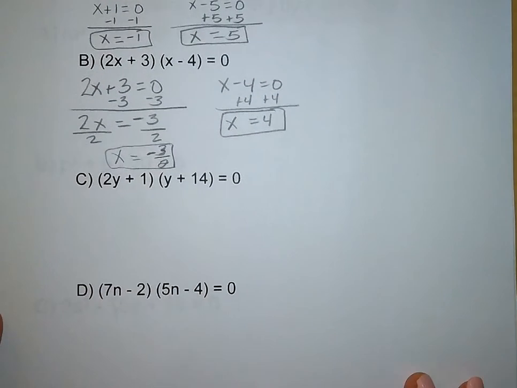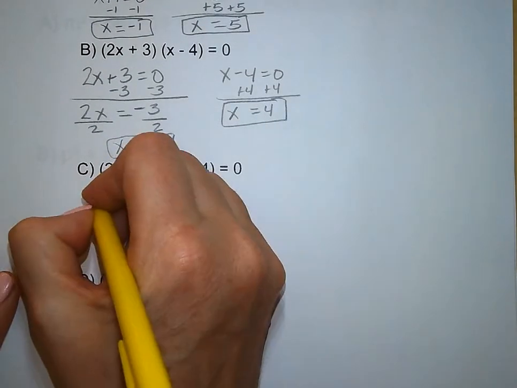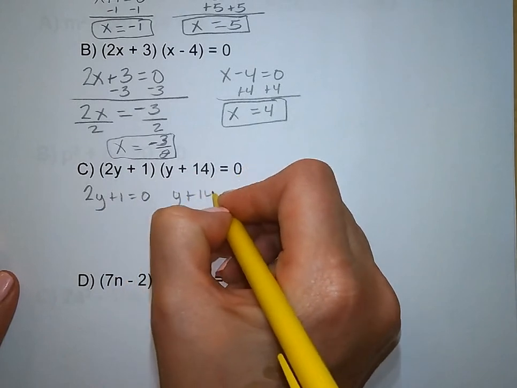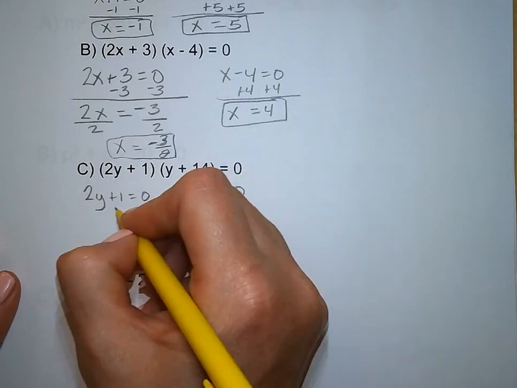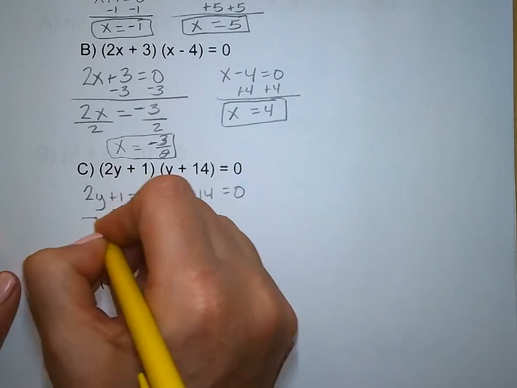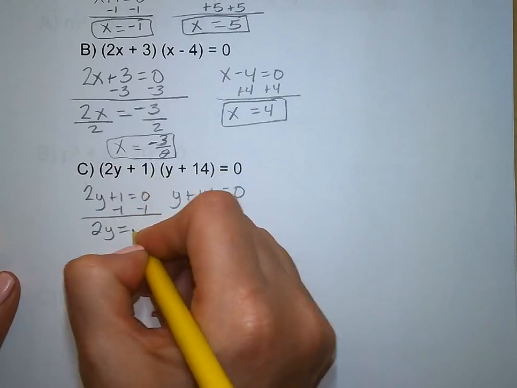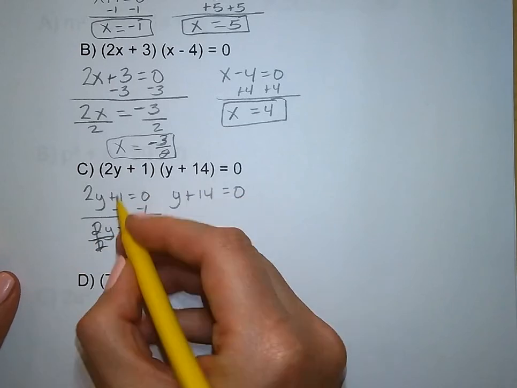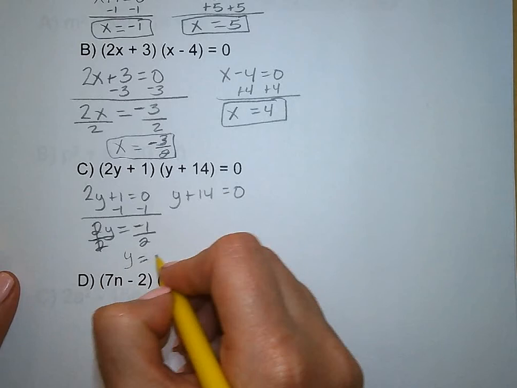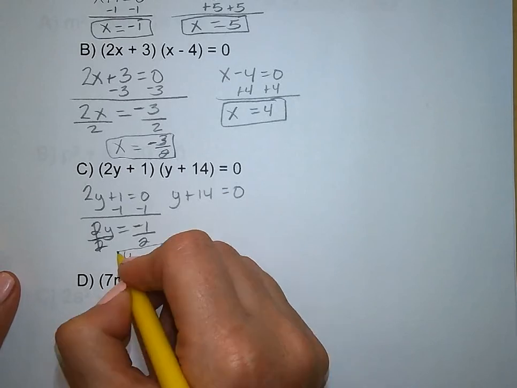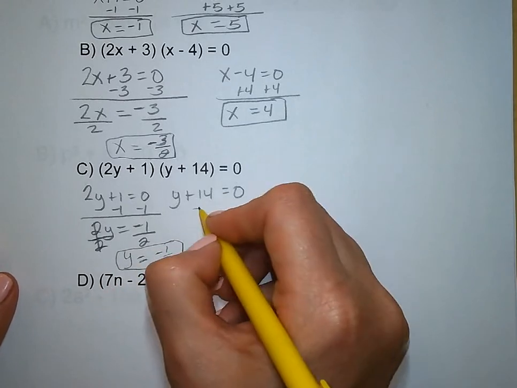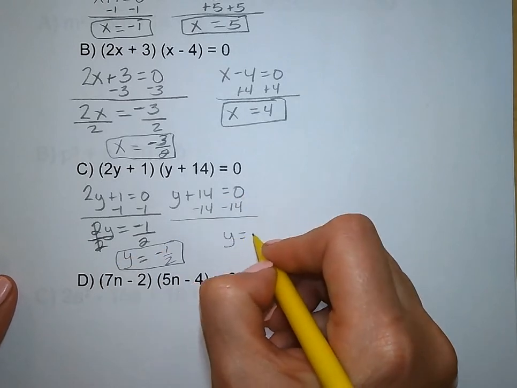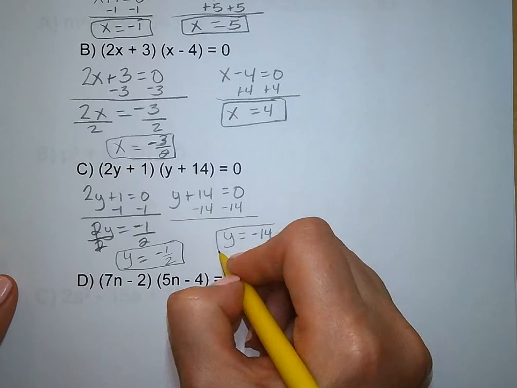And our other equation, x minus 4, add 4 to both sides, and x is equal to 4. All right, looking at letter C, we have 2y plus 1 times y plus 4, so we're going to set each of those equal to 0. Subtract 1 from both sides, and then divide by 2. So y is equal to -1/2. Our second equation, we're going to subtract 4 from both sides, and y is equal to -4.